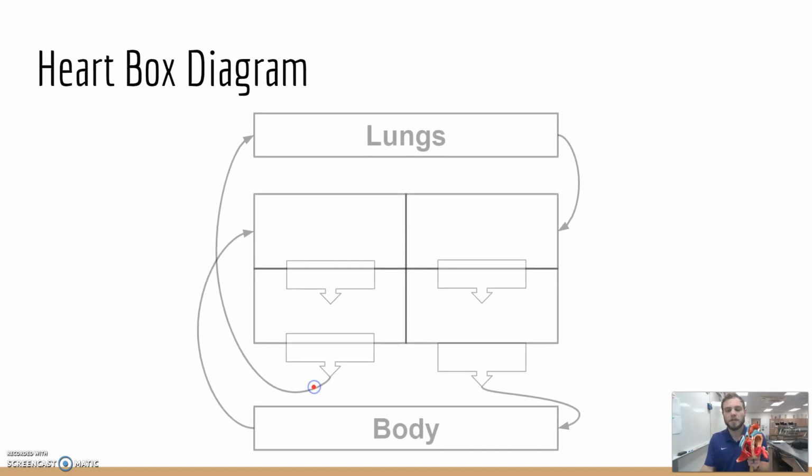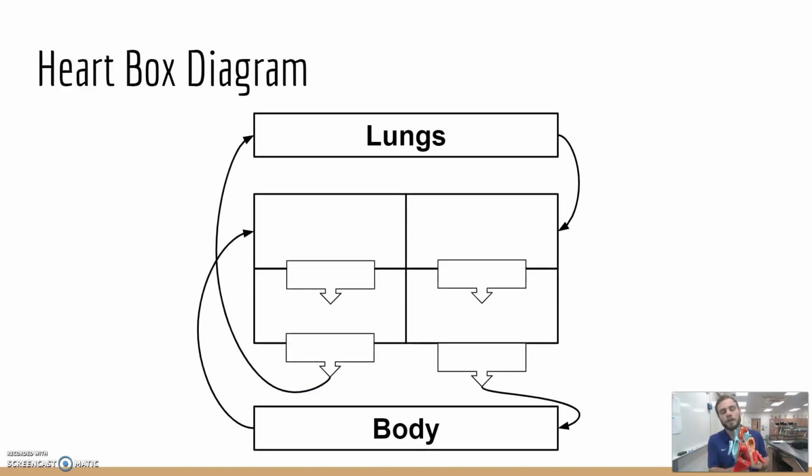So the easiest way to do this is with a heart box diagram. We're going to spend some time in class going over this heart box diagram here. So if you put it in your notes now, that's great, but we'll also spend some time with it in class, so you don't have to necessarily do that right now. But on one side, we're going to have the lungs. The other side, we're going to have the body. And you can see the arrows pointing in what direction blood is flowing in each of these chambers here.